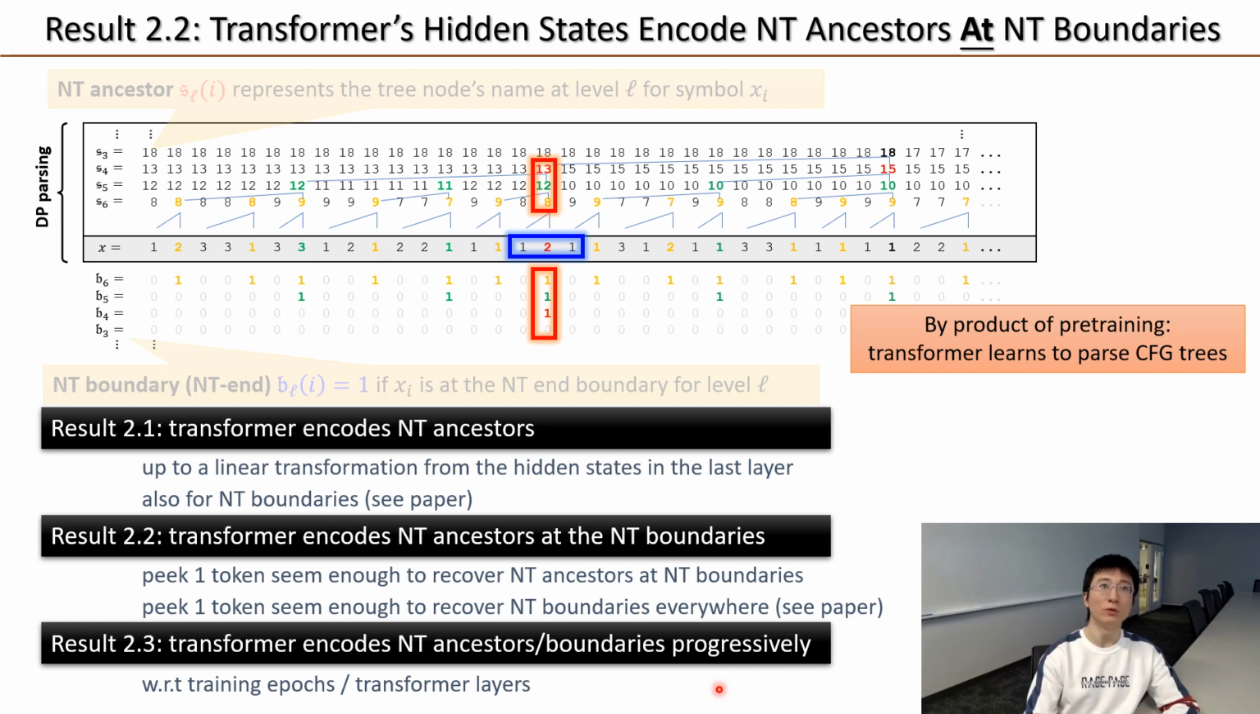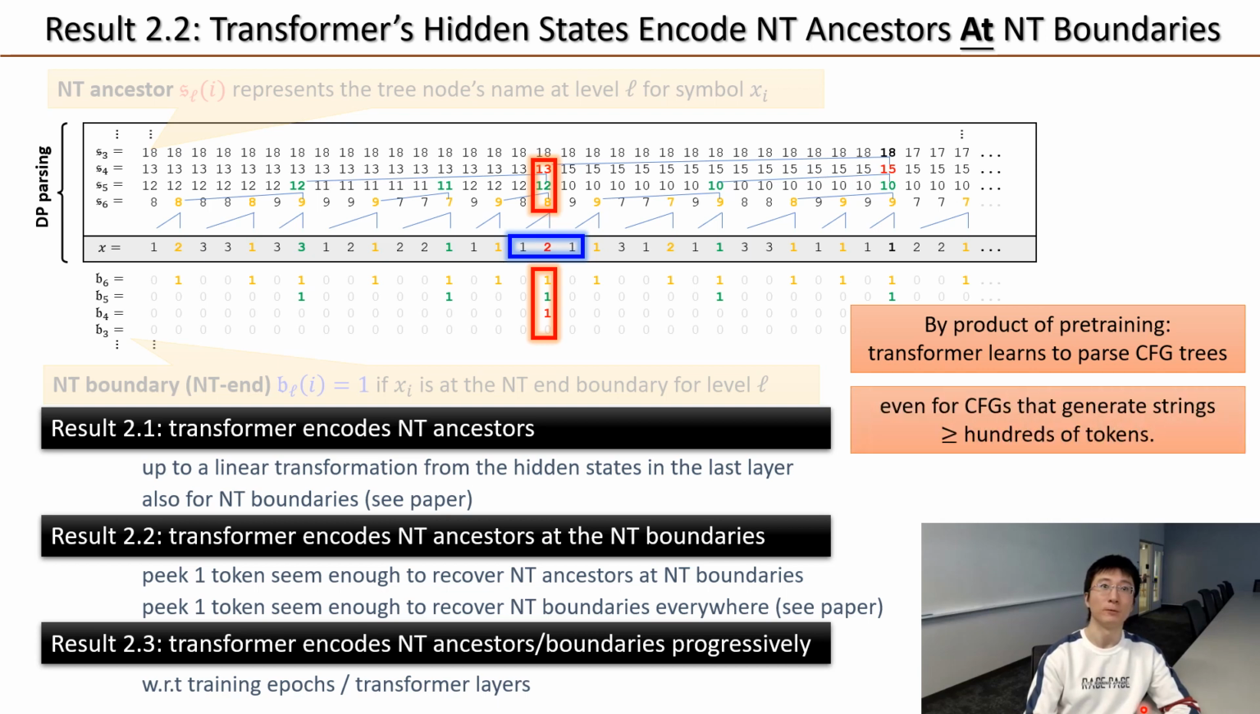So to conclude, I just showed you the following. That is, as a byproduct of the pre-training process, the transformer not only learns to parse the CFGs, but actually also learns to certify that a sentence is in the CFG by just learning the anti-boundary and anti-ancestor information as a byproduct. And this is even true for CFGs that are very long, say having hundreds of tokens.